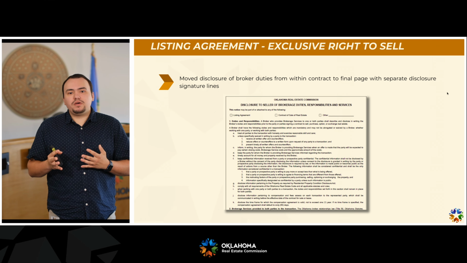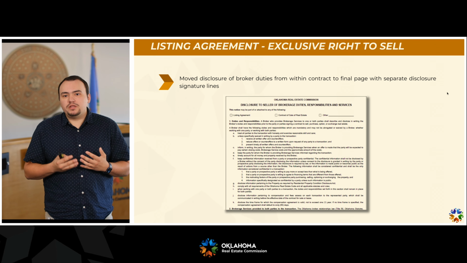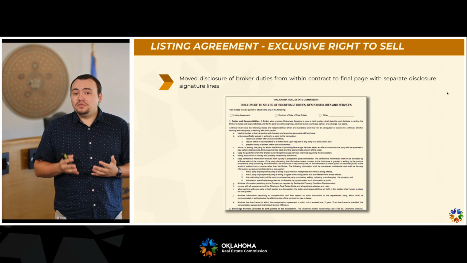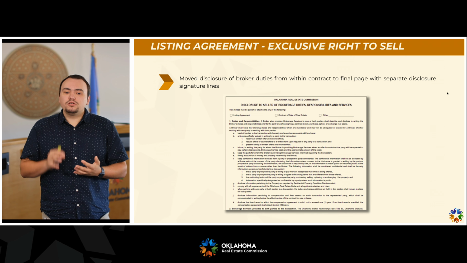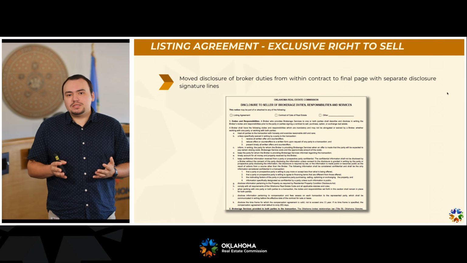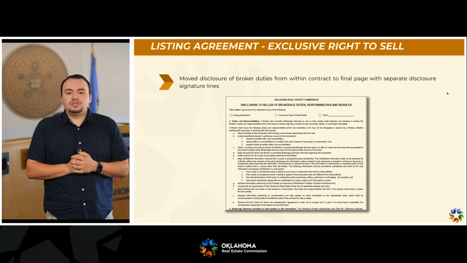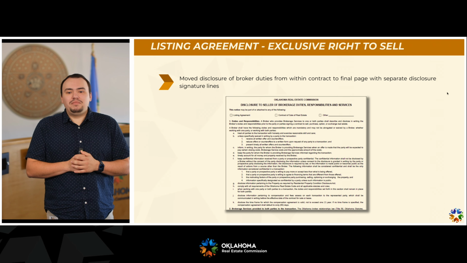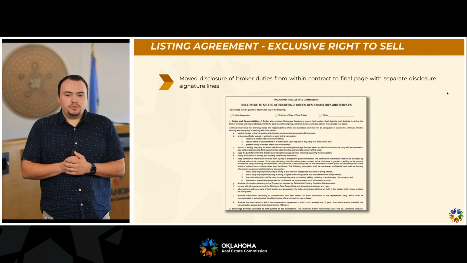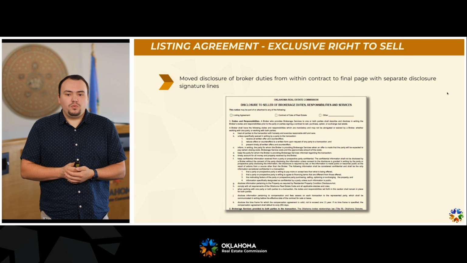And then as a part of the changes this year, we also removed the broker duties from the listing agreement. The listing agreement was, I believe, one of the only contracts that we had where the disclosure of broker duties was actually integrated into that contract. And so to bring it into more consistency with our other forms, we've separated that disclosure of broker duties onto its own page. That is the final page of the listing agreement. So just like the residential sale that you're familiar with, where you do a disclosure of broker duties, you do one for the listing agreement as well.